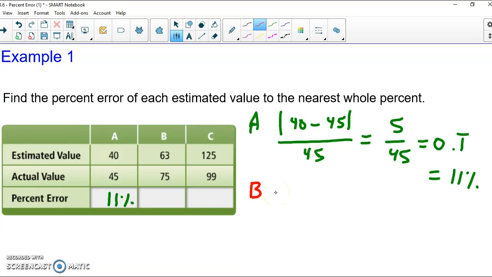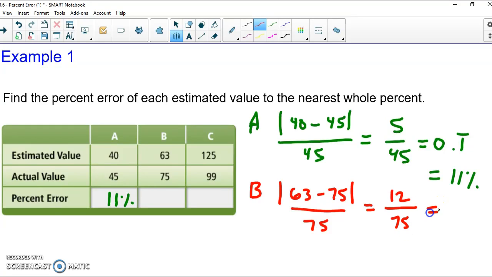For letter B, if I want to find the percent error, I do the absolute value of my estimated value minus my actual value, divided by the actual value. So 63 minus 75 is a difference of -12, and the -12 becomes +12 because of the absolute value bars. And when I do 12 divided by 75, I get 0.16, and so I make that a percent by multiplying by 100. So 16% error on letter B.